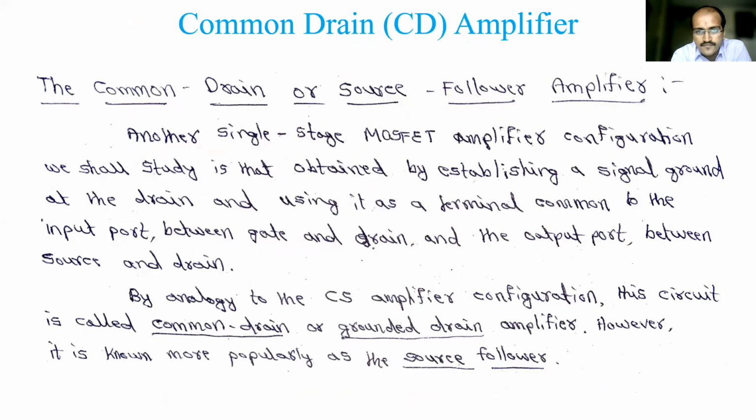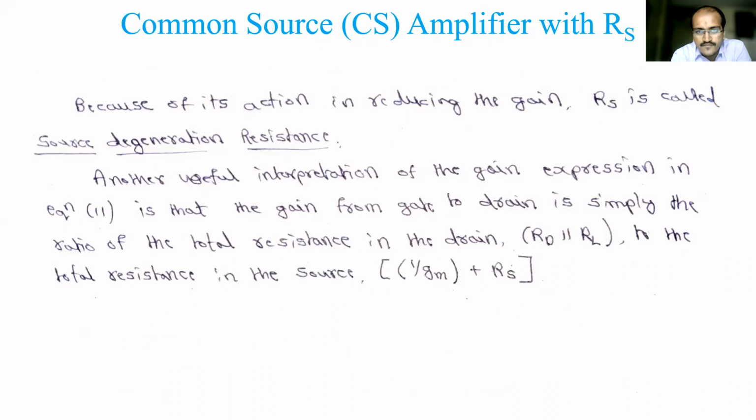In the next class, we will be discussing another amplifier. As we had in BJT the common base, common collector and common emitter configurations, in the same way in MOSFET we have common source, common drain, and common gate amplifiers. The common gate amplifier is not included in the syllabus, so we will not discuss that. Common source analysis is now done, with resistance and without resistance RS.